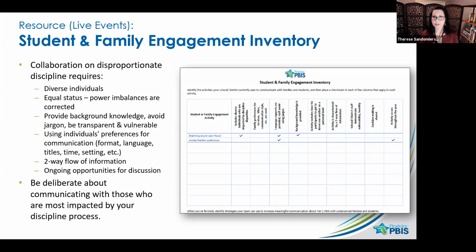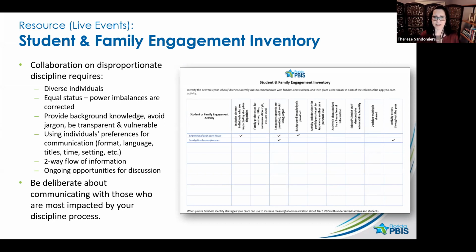So there's a resource in the handout packet, the Student and Family Engagement Inventory. This is where you can just list out the different types of student or family engagement activities that your school uses. And then there are a number of characteristics that you can evaluate each one of those activities against.